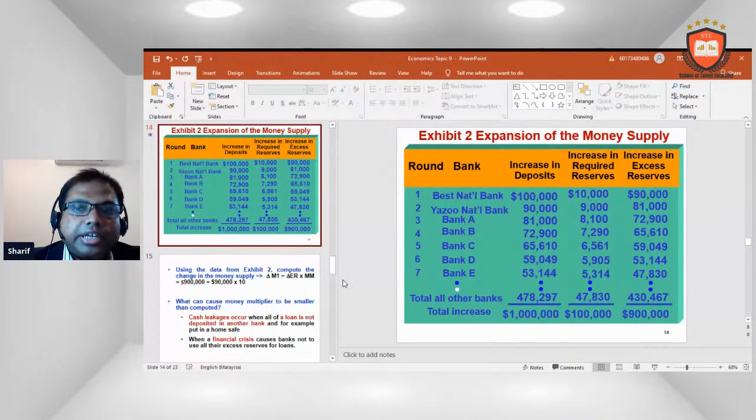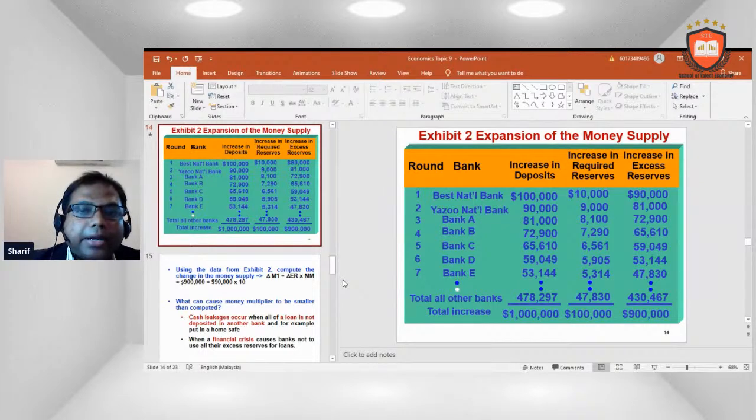By round, bank, increase in deposit, increase in required reserve, increase in excess reserve. Number one, Best National Bank: $100,000, increase in required reserve $10,000, increase in excess reserve $90,000. Number two, Yazoo National Bank: $90,000, increase in required reserve $9,000, increase in excess reserve $81,000. Number three, Bank A: increase in deposit $81,000, increase in required reserve $8,100, increase in excess reserve $72,900.